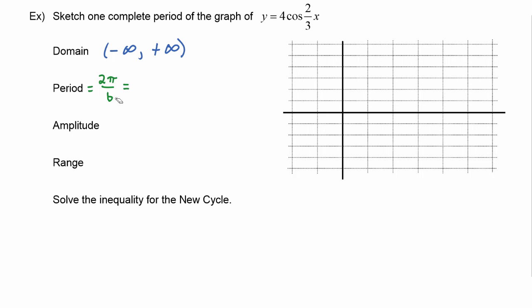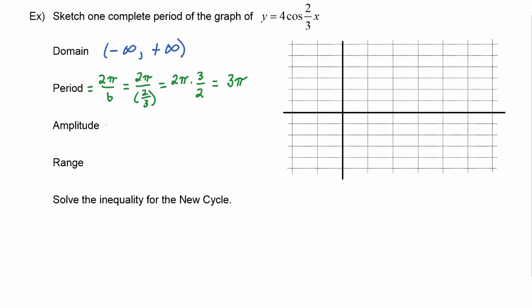Remember that b is the coefficient of the argument, so b is equal to 2/3. And we know that dividing 2 pi by 2/3 is the same as multiplying by 3/2. The 2's are going to cancel, and we're left with 3 pi. So that tells us that the time it takes to get from the beginning of the graph to the end of the one complete period of the graph is going to be 3 pi.